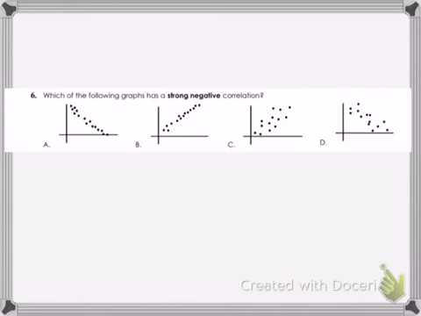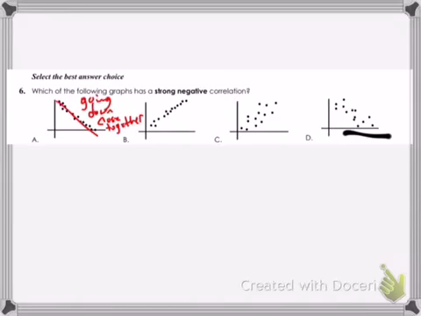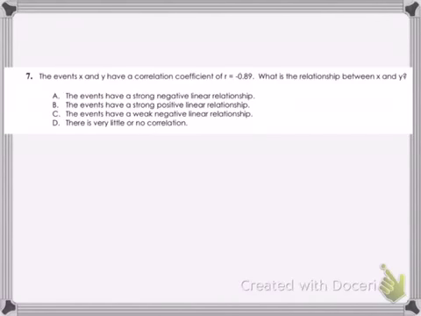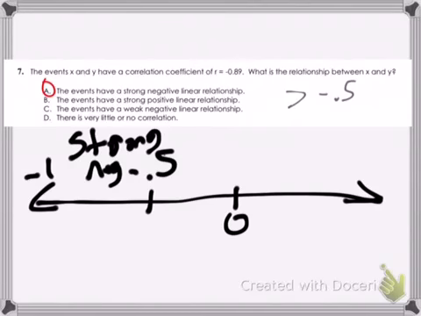Which of the following graphs has a strong negative correlation? A. Alright, going down close together. D is a negative, but it's not as close together as A. The events of X and Y have a correlation coefficient of negative 0.9. What is the relationship between X and Y? The events have a strong negative linear relationship because it is between negative 0.5 and negative 1, which makes it a strong negative.